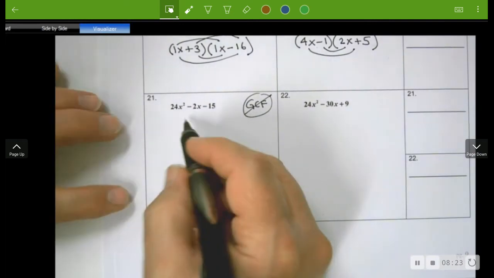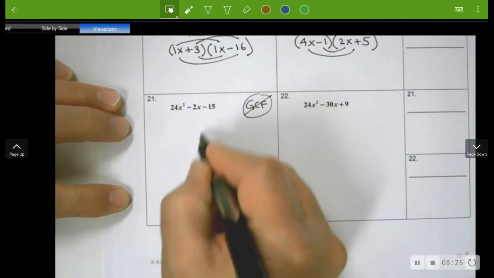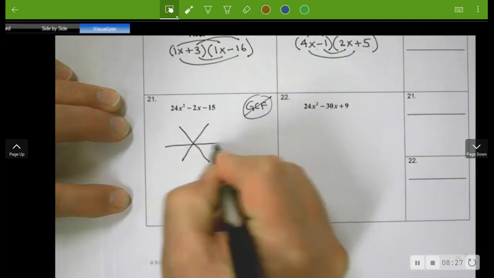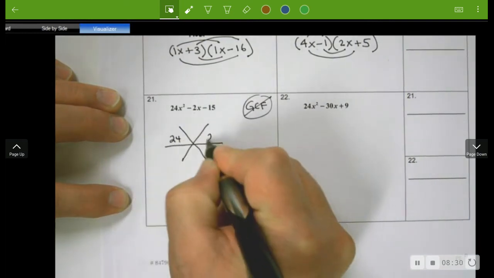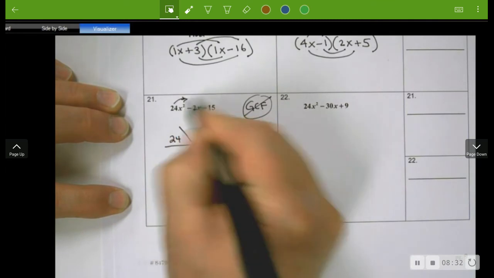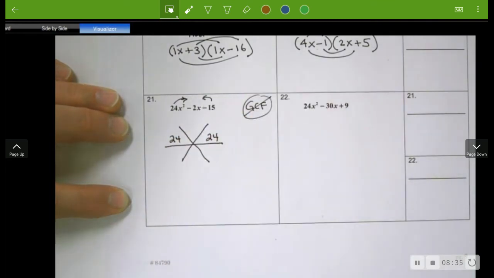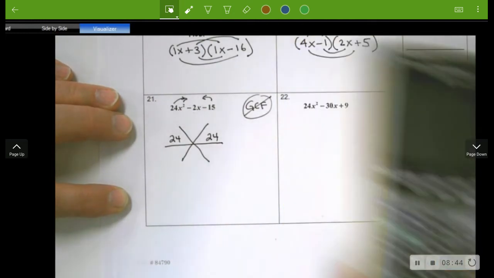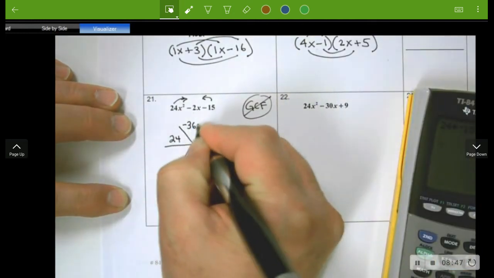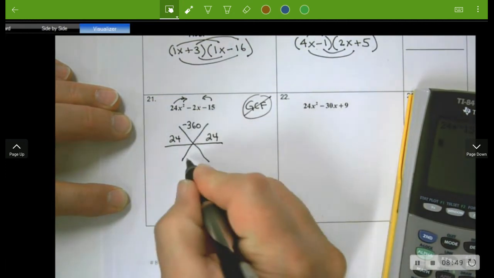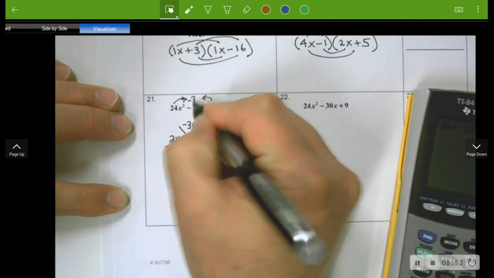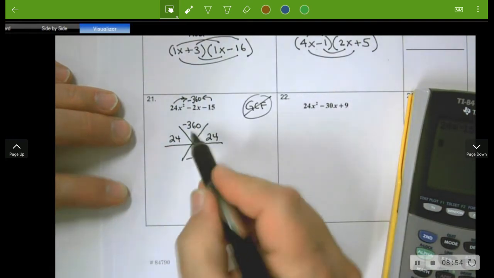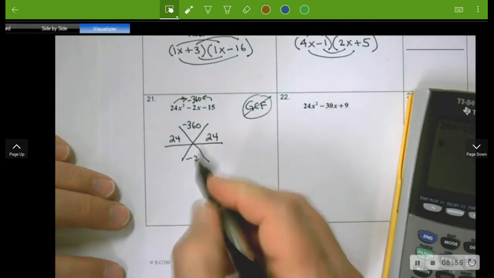All right, let's go ahead and start with the star method here. We're going to put 24 on both sides. And 24 times negative 15, let's find out how much that is. We have negative 360. And the negative 2 in the middle there. We need numbers that multiply to give negative 360 and add to give negative 2.